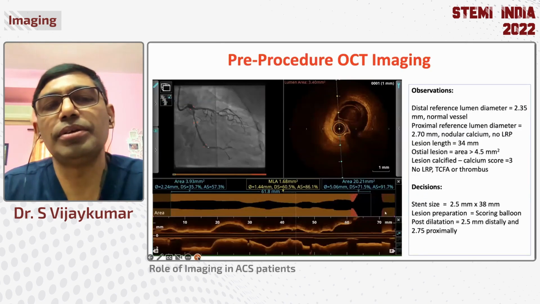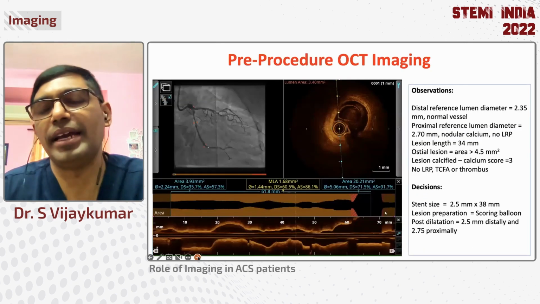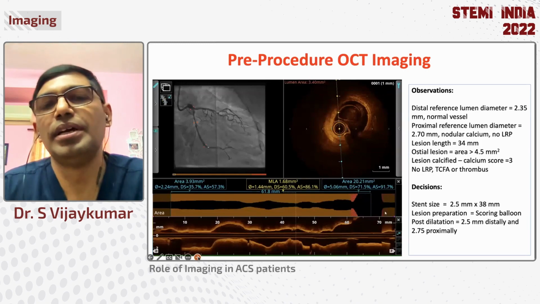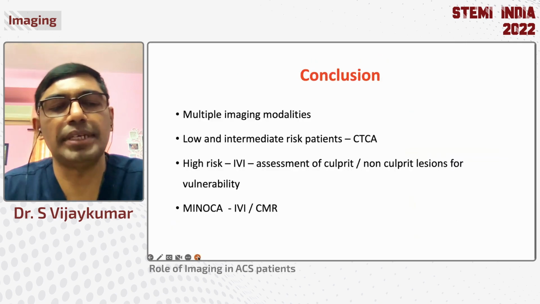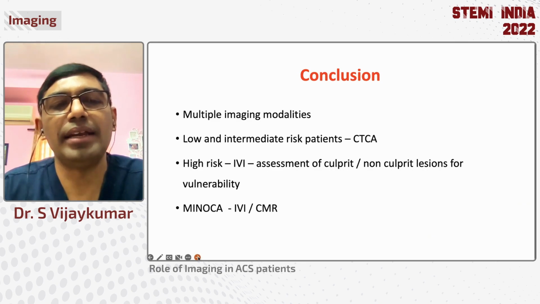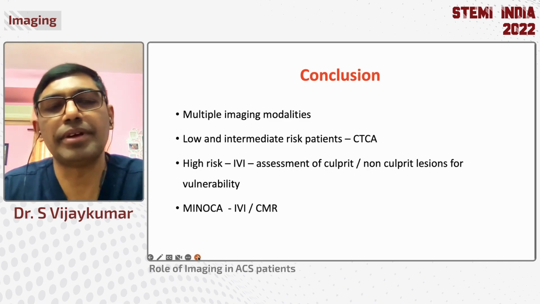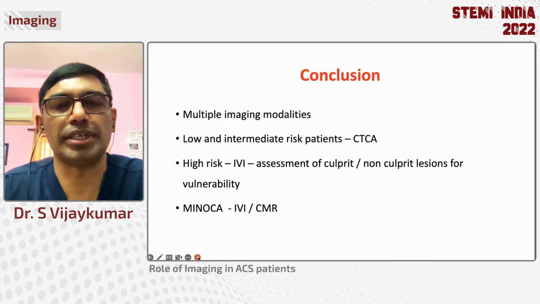Once you go for stenting, again intravascular imaging guides you to size your stent, proceed with your intervention, and optimize your stenting. So to conclude, there are multiple imaging modalities in ACS. In low to intermediate risk patients, CCTA is the modality of choice. In high risk, intravascular imaging for assessment of the culprit, and assessment of the non-culprit for vulnerability. And if you need intervention, for guiding intervention. For MINOCA, intravascular imaging, particularly OCT, and CMR are the imaging modalities of choice. Thank you.